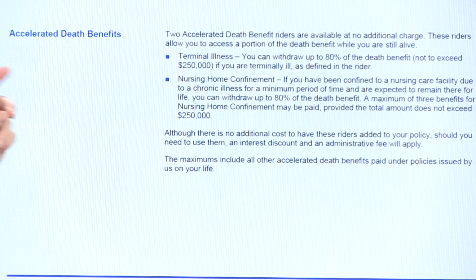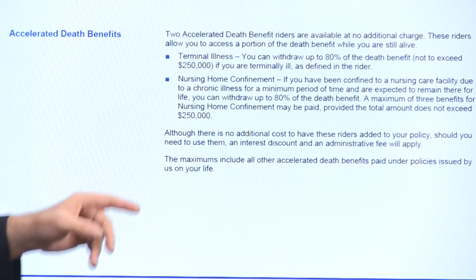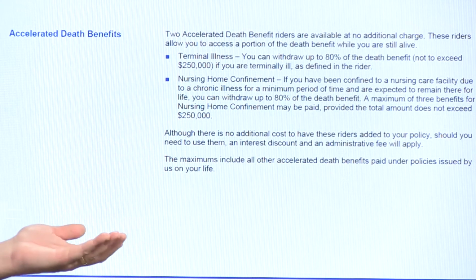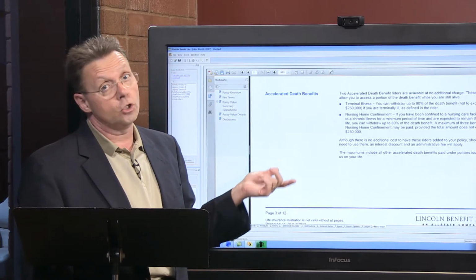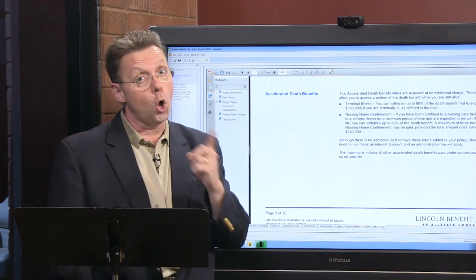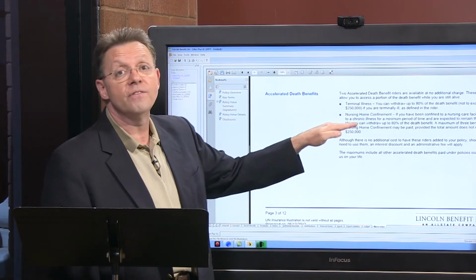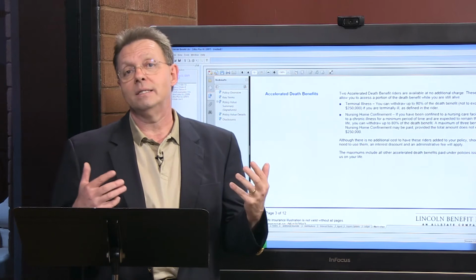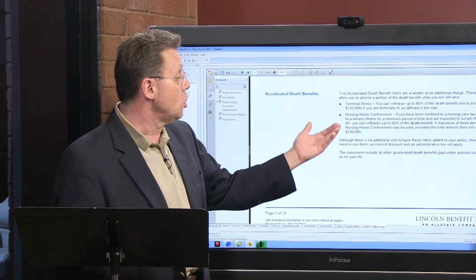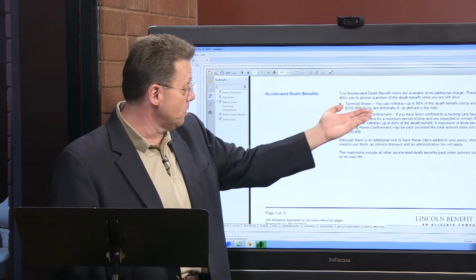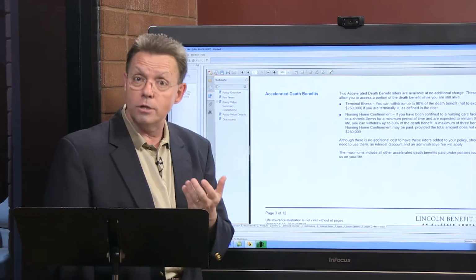These riders allow you to access a portion of the death benefit while you're still alive. One is based on terminal illness, where you could get 80% of the death benefit up to $250,000. Now, we're showing $1 million of coverage here. So this rider is a great rider, but it only covers the first $250,000. So if you had imminent death, if you had a prognosis that you had a terminal illness, you may be able to withdraw up to 80% of $250,000 while you're still alive.